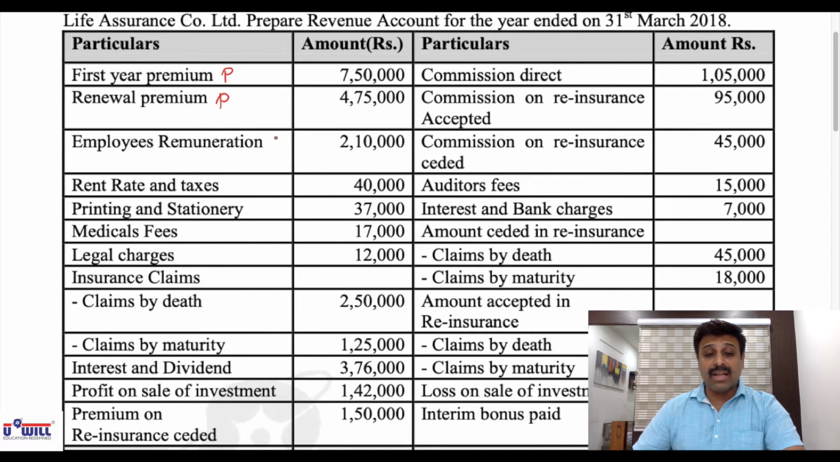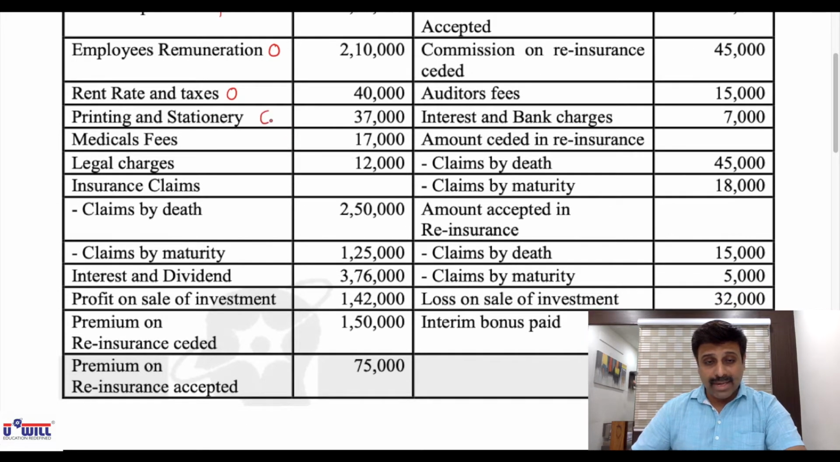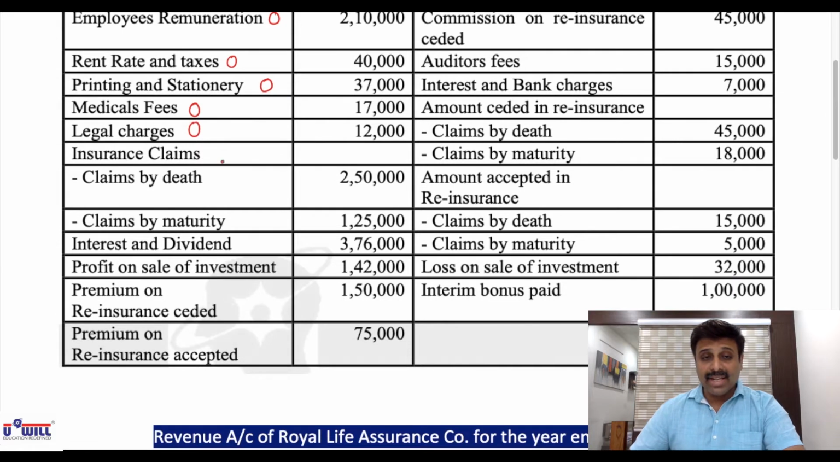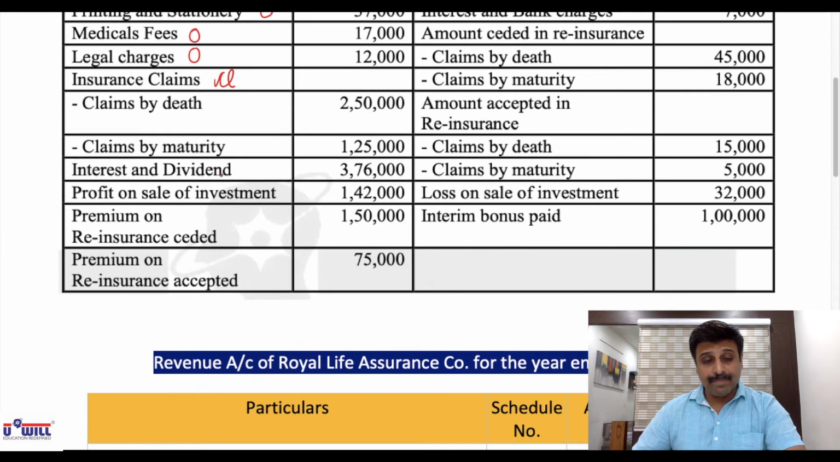Employees remuneration will come in operating expenses, that is O. Rent, rates and taxes will come in operating expenses O. Printing and stationery, operating expenses O. Medical fees, operating expenses, legal charges, operating expenses. Now insurance claims will come in benefits paid, that is CL. There are 2 claims, claims by death and claims by maturity. Interest and dividend is investment income, income from investment, II. Profit on sale of investment, investment income, II.